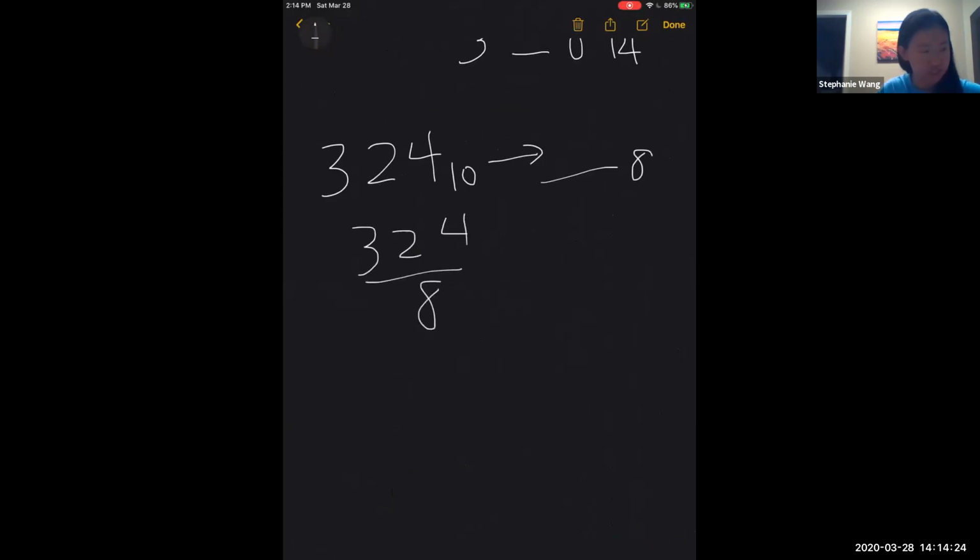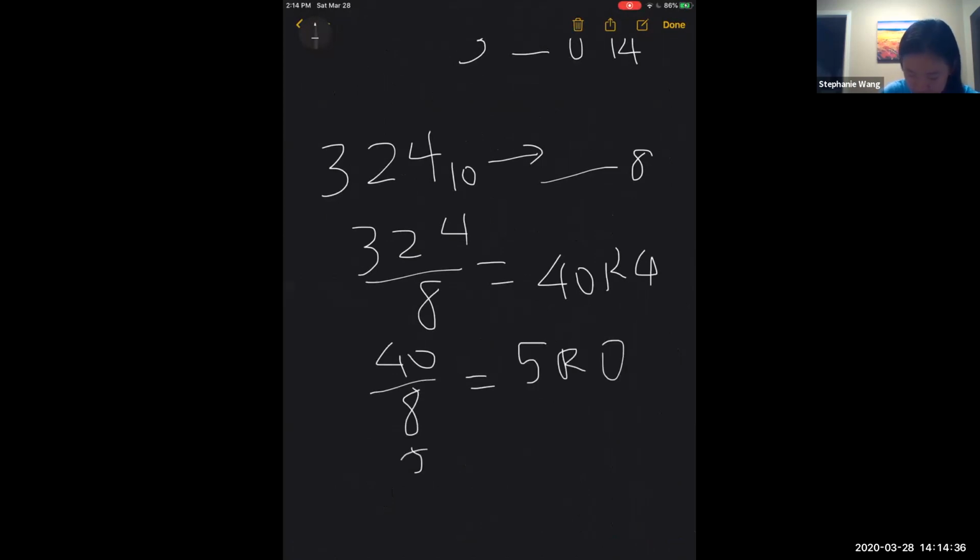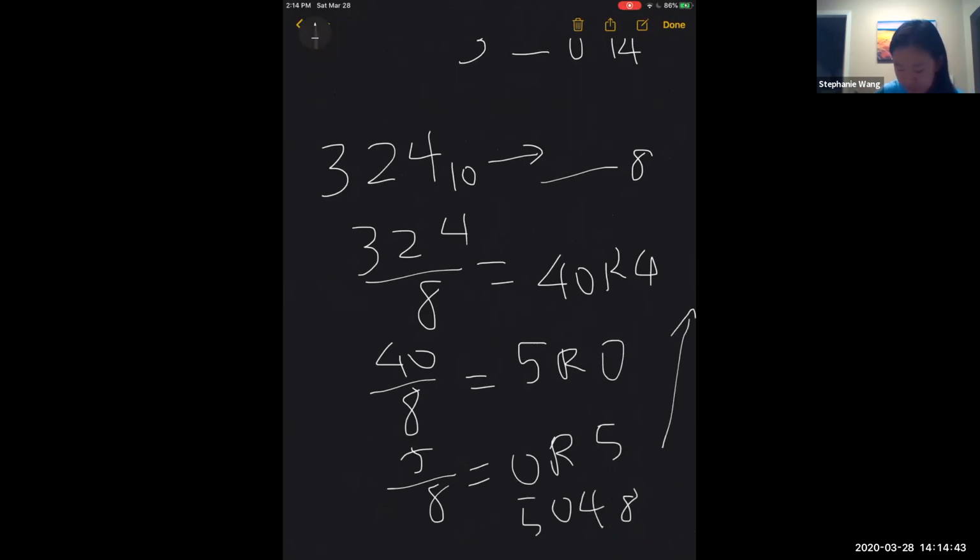So I'll give you another example. Let's say you're trying to change 324 base 10 to something base 8. You would just keep dividing again. 324 divided by 8 would be 40, remainder 4. Then since we have 40, we keep dividing by 8 equals 5, remainder 0. And 5 divided by 8 is 0, remainder 5. So we just write it in this order. We get 504 base 8. So that's how you change from one base to another.